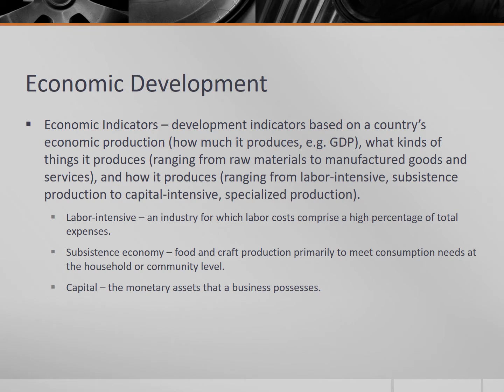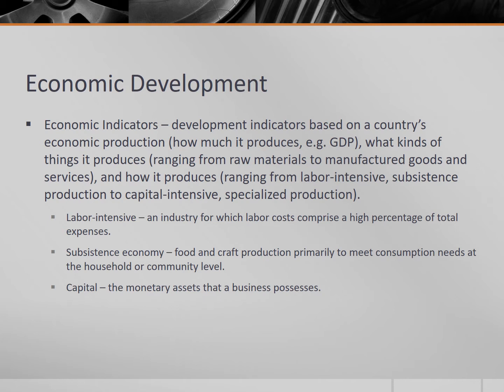Now tonight, we will be categorizing regions of the world using criteria related to economic structure. And using these economic indicators, the underlying assumption is that a country could raise the standard of living in certain regions by transforming their economic structure. So, economic indicators are defined as development indicators based on a country's economic production, for example, how much it produces. An example is GDP, which we'll define tonight.